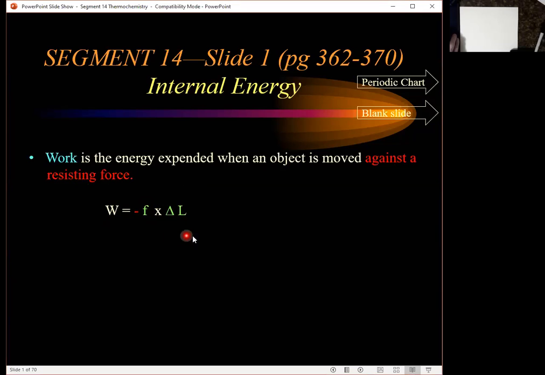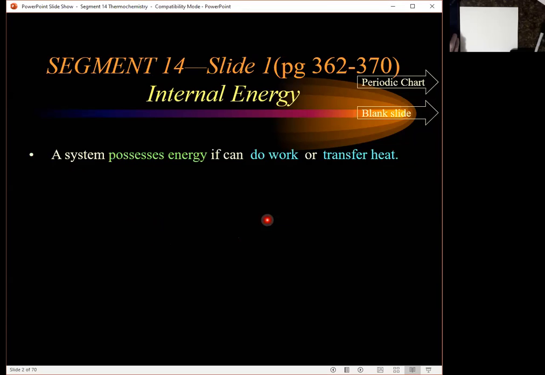If I wanted to move something to the right, and that represented a positive direction, the force that is opposing me is in the opposite direction. So the force and delta L will have opposite signs. So I need a negative sign outside here in order to make the work have the correct sign. Now, a system can possess energy if it can do work or transfer heat. And energy by virtue of motion is called kinetic energy.